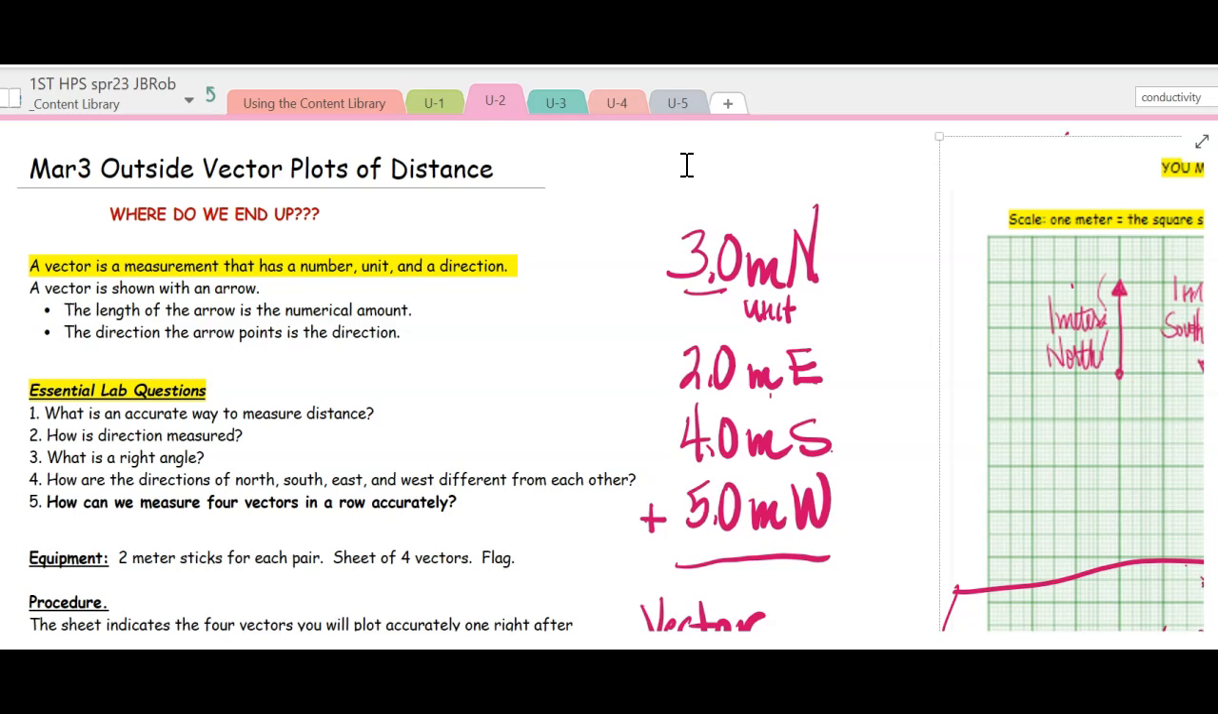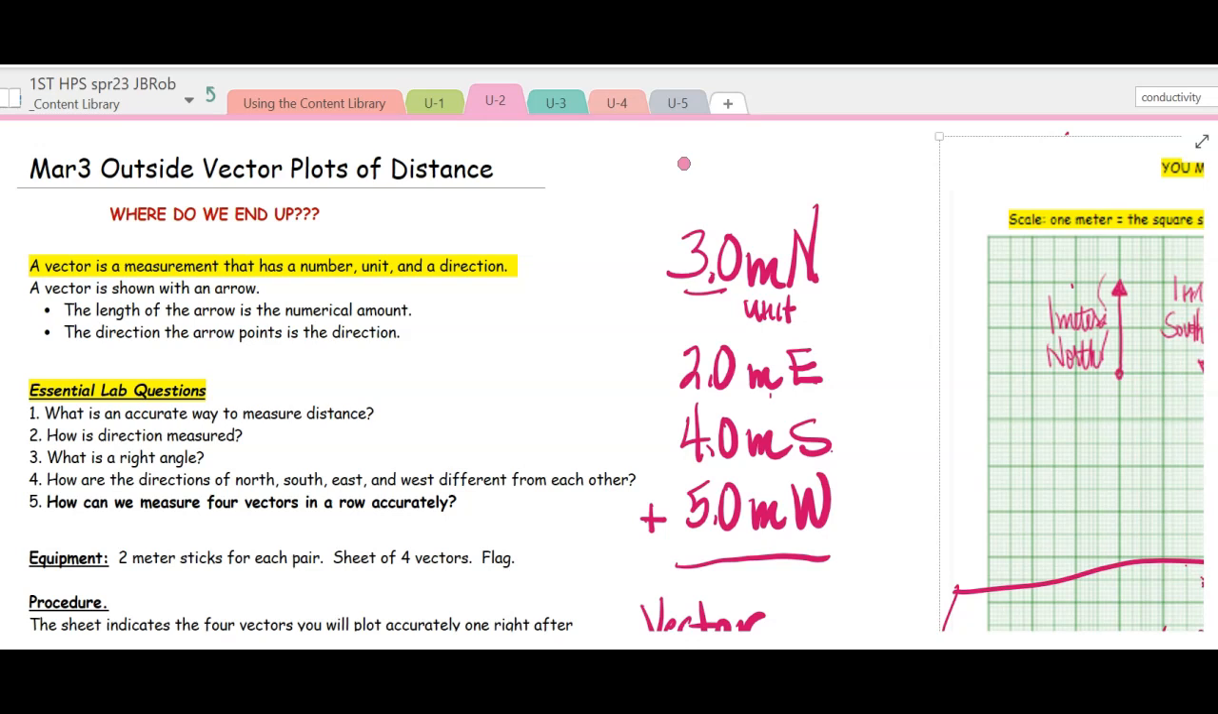A vector is a measurement that has a number, a unit, and a direction. We saw these; these are what we plotted. 3 meters north: 3 is the number, meter is the unit that we measure in a meter stick, and north is the direction. We all had the same vectors. All the cats had the same vectors, but in a different order, and it makes for a totally different looking course. All the dogs had the same. All the armadillos had the same.